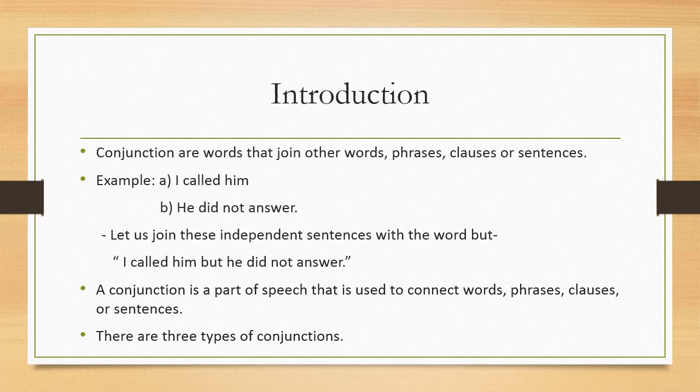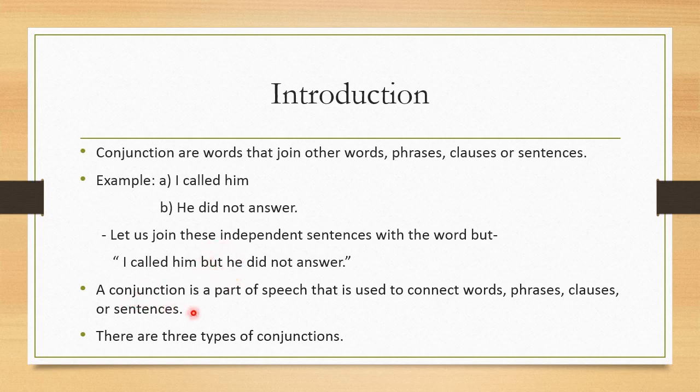For example, I called him. He did not answer. These are two sentences here. I called him. He did not answer. Now I'm going to join them with one conjunction word. Let us join these independent sentences with the word but. So I am joining these two sentences with the conjunction but. I called him, but he did not answer. So I have joined these two sentences with the conjunction word but.